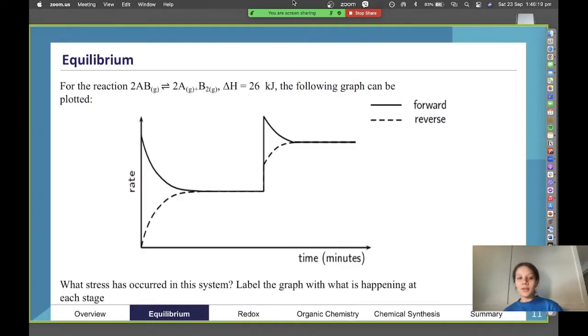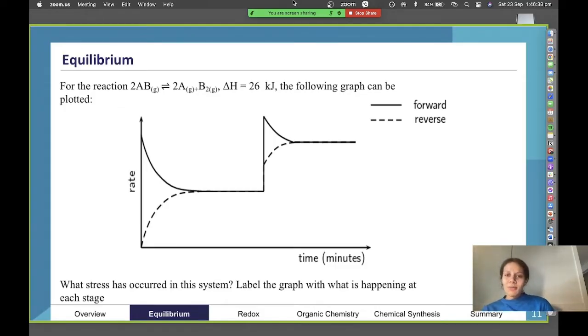All right, so that was a little bit looking at how to actually predict which way we are going to shift. Now we have a different kind of question looking at factors that affect equilibrium. So for the following reaction, the following graph can be plotted. So what stress has occurred in the system? Label the graph with what is happening at each stage.